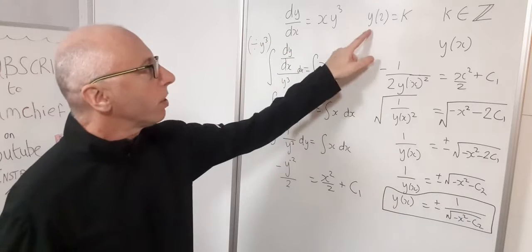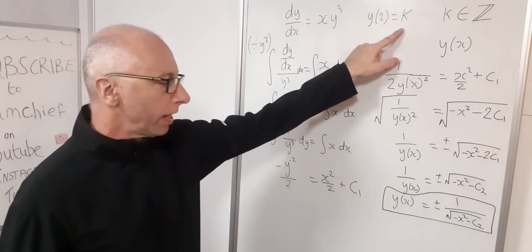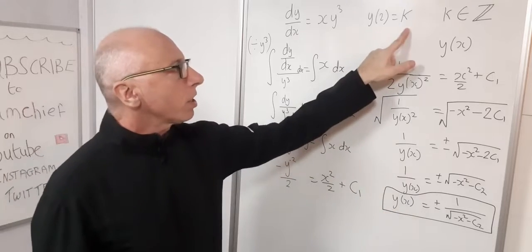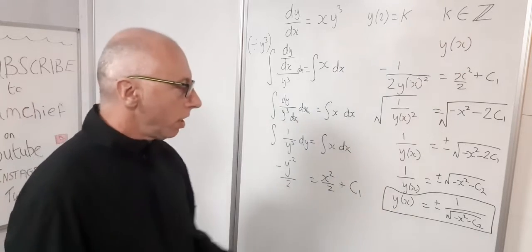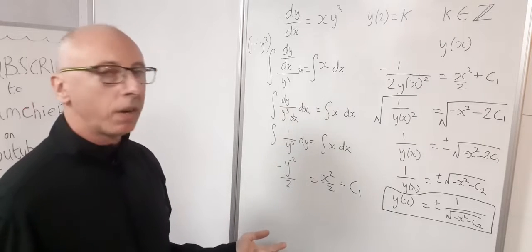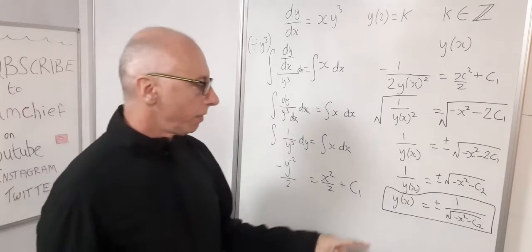But now I've got this condition here, y of 2 equals k. So now what I can do is I'm going to clear the board. I then use this condition where k is an integer, and let's work out some more slightly closer value of our function with this condition.